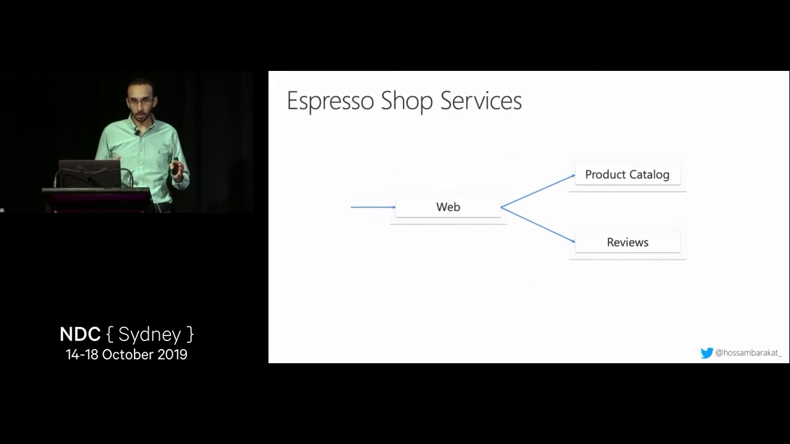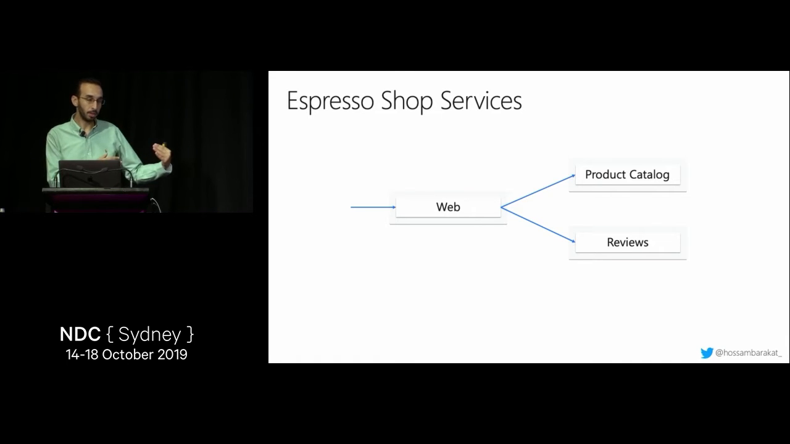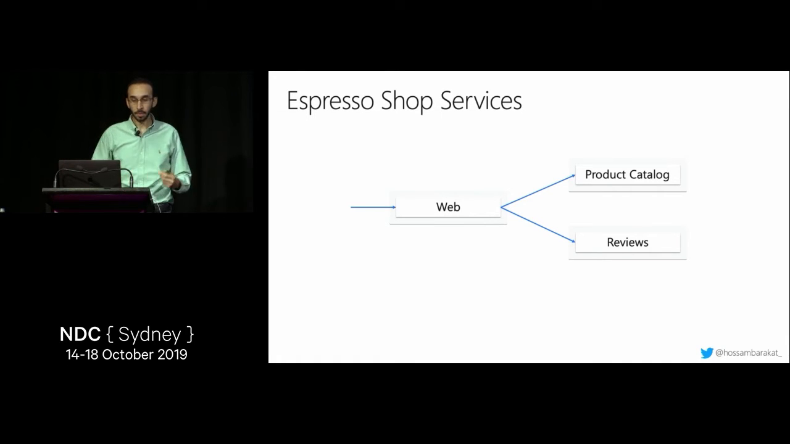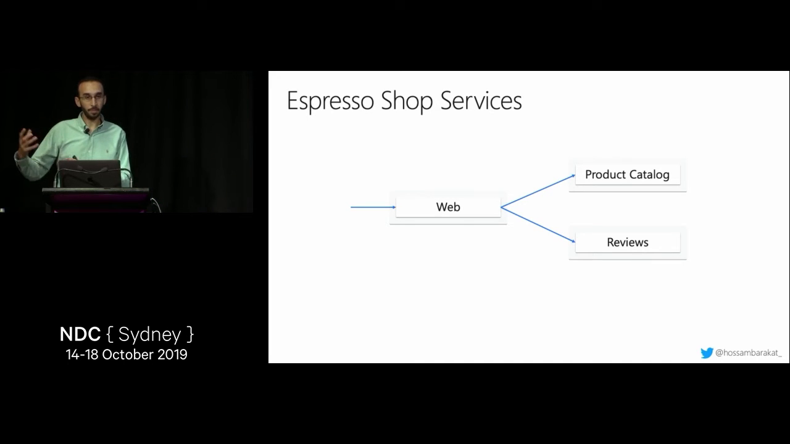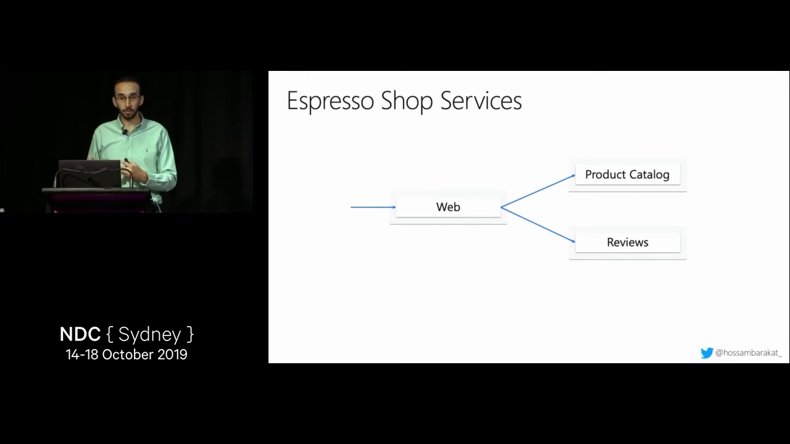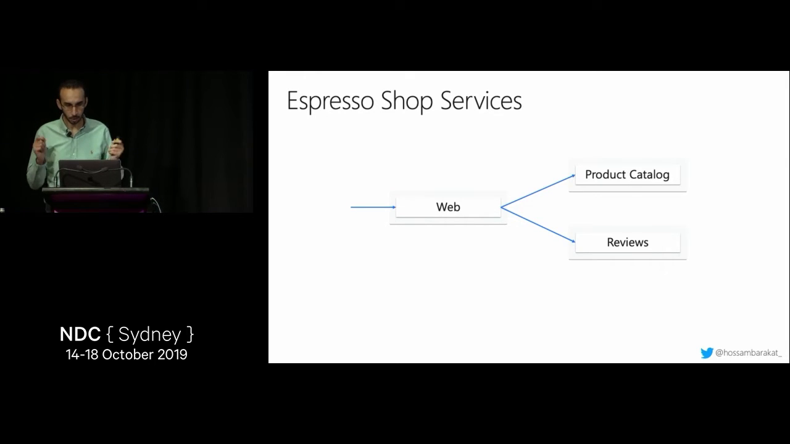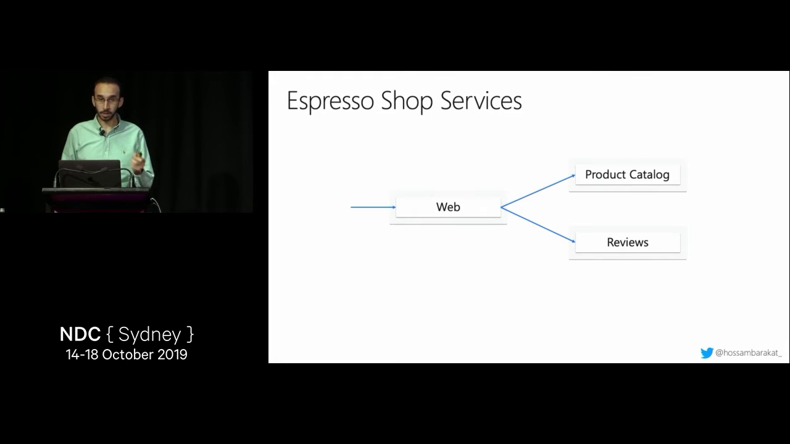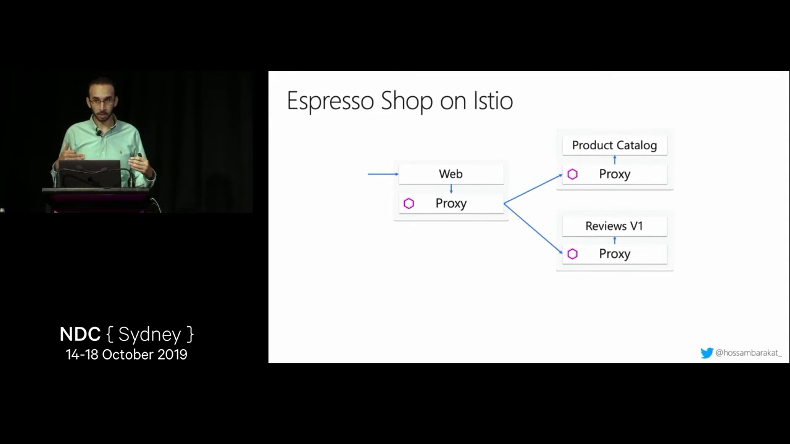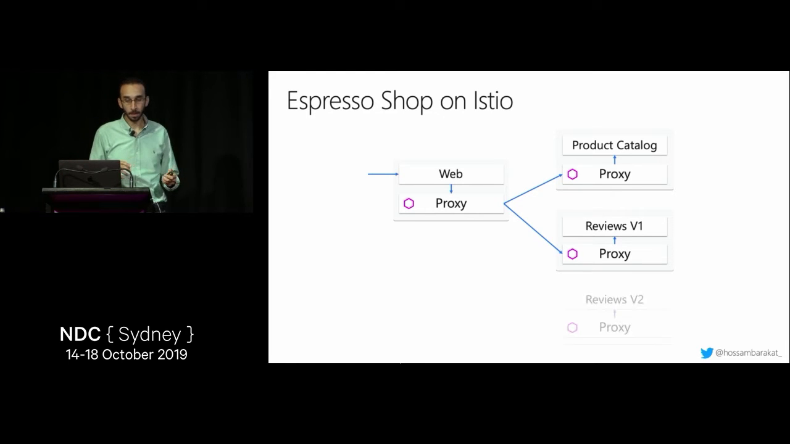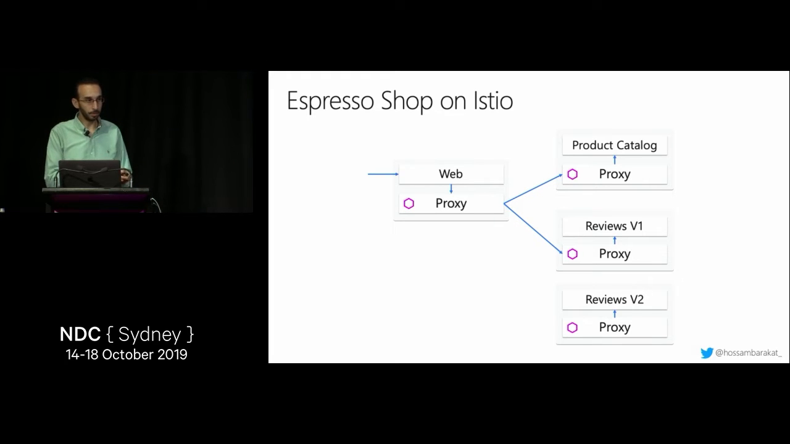The application consists of 3 microservices. Web, which is an ASP.NET Core application, accepting the requests from the user and returning the UI. Product catalog and reviews are back-end services exposing the product information and the product reviews through a set of RESTful APIs. So what we will do today is we'll deploy those 3 microservices on top of Kubernetes. Then we will inject the Sidecar proxies for each service so we can start controlling the traffic going between the services.